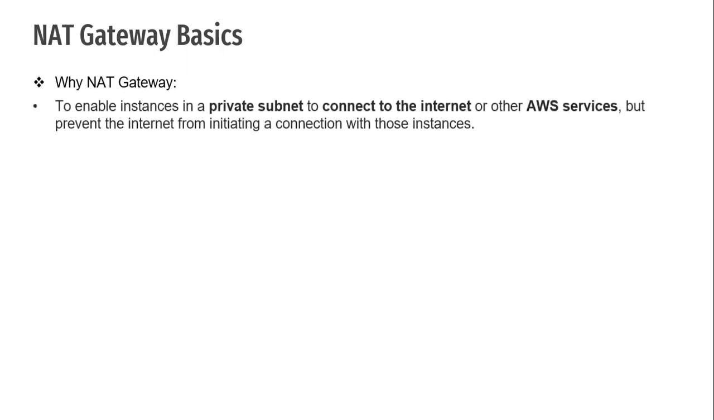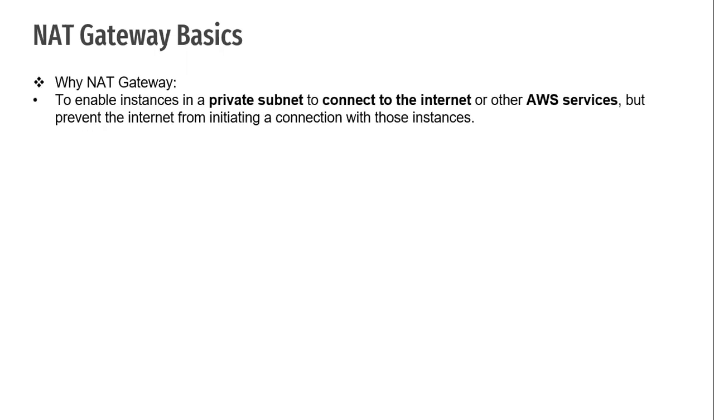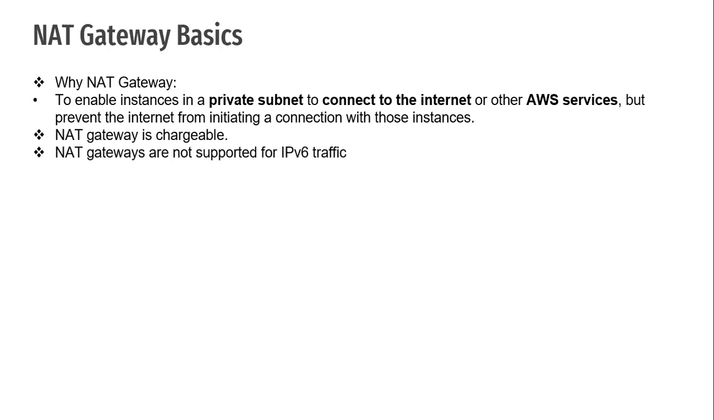Here, we are going to use a NAT gateway. So let's understand some of the basic points of NAT gateway. It is mainly used in situations where you have a private subnet where you have hosted a specific VM, and you want that VM to connect to the internet or to other AWS services. But at the same time, you do not want anybody from the outside network to be able to connect directly to your private instance. NAT gateway is a chargeable service. It is not supported for IP version 6 traffic.